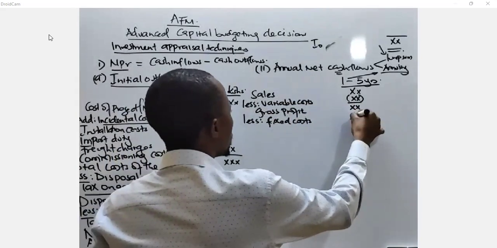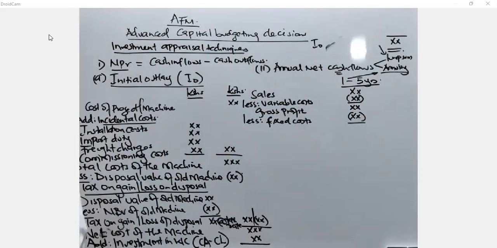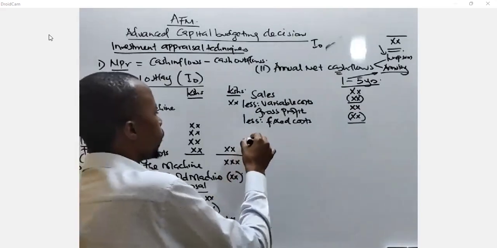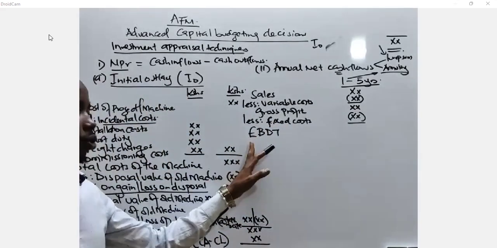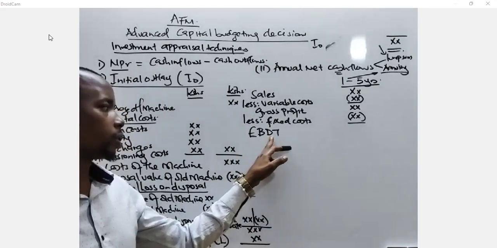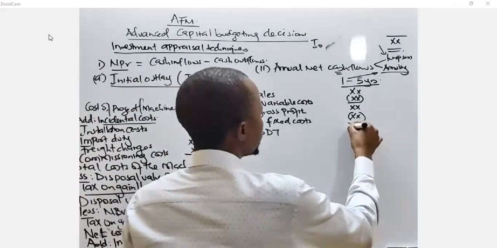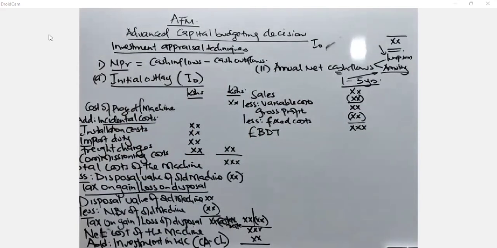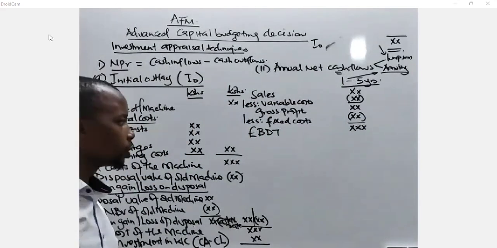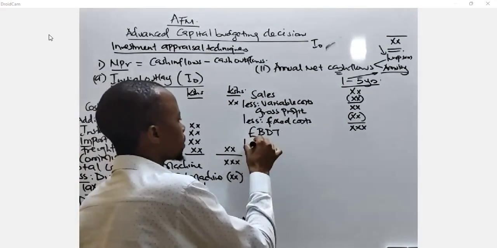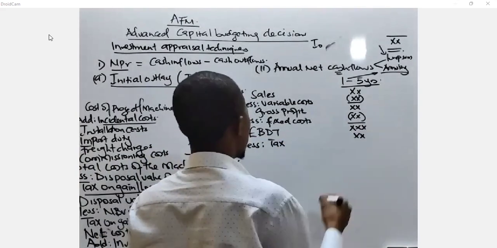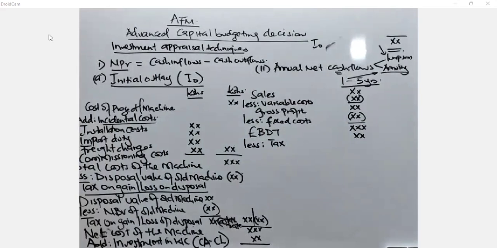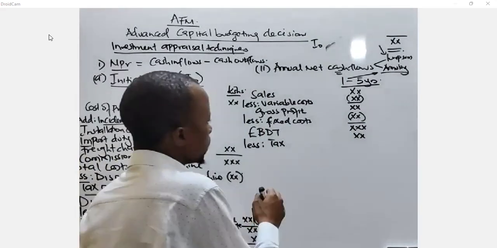When you deduct your fixed costs, what you are getting is normally called the earnings, or the profit, before depreciation and taxes. We are getting it here. The shortcut here is that we less our tax. We less our tax there. This is the shortest one.